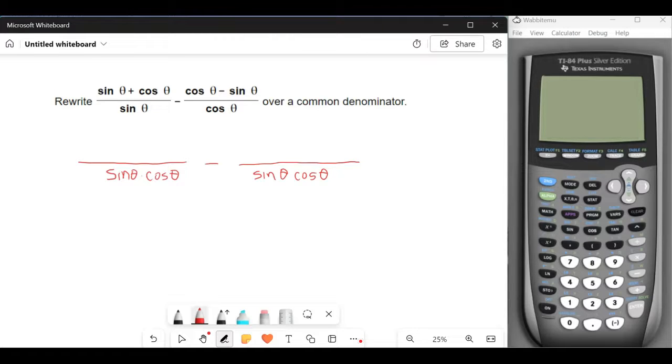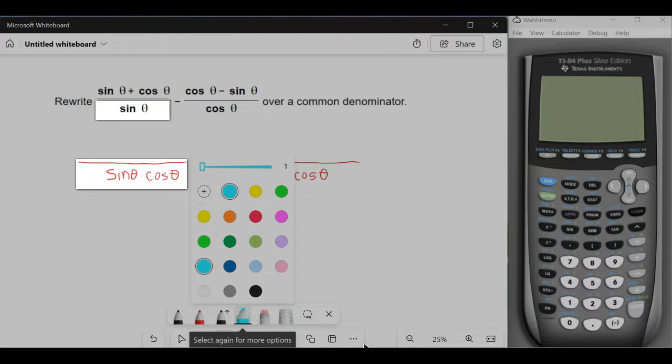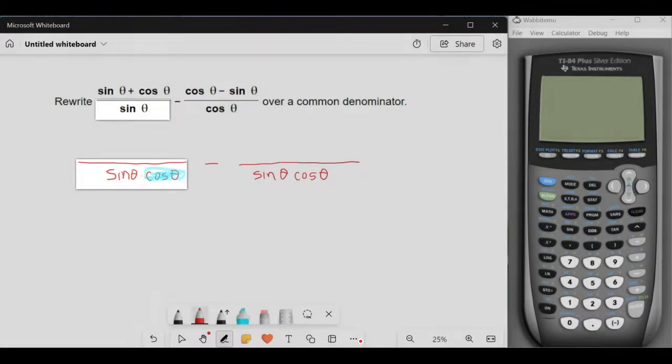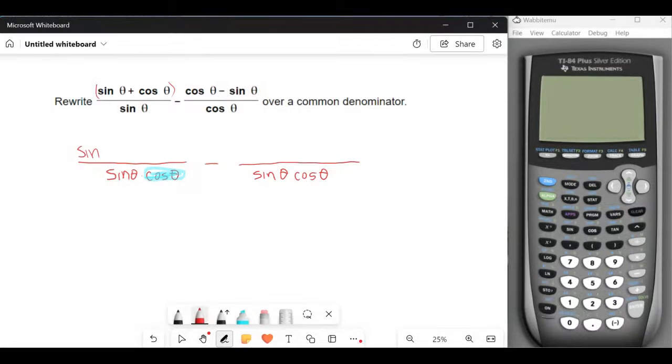So when we get a common denominator, we have to multiply top and bottom by what's missing from before to now. Here it was cosine. So that means I have to multiply what was already there times cosine. So I would have sine theta cosine theta and cosine squared theta.